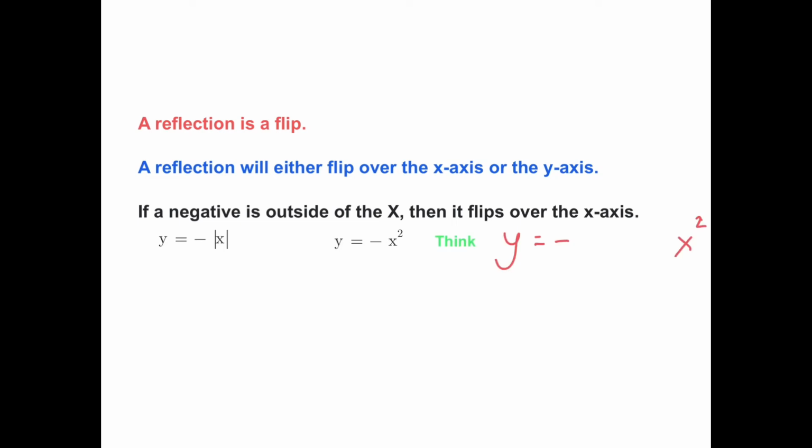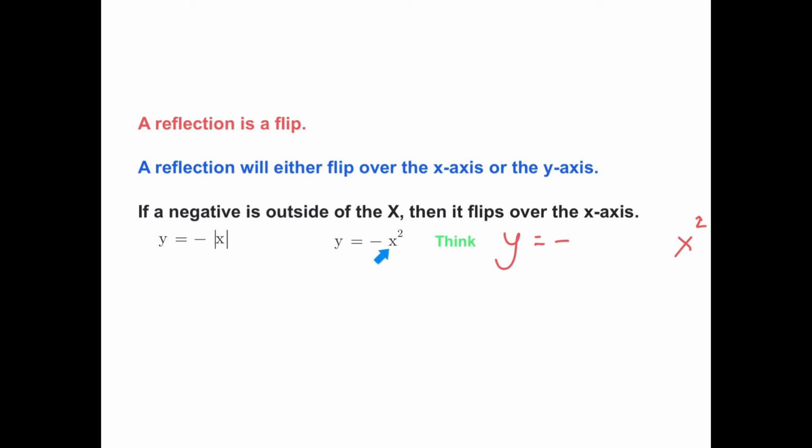Okay. This one is obvious. We've got x inside the absolute value. The negative is outside. So the graph is going to be my upside down V. That's the only thing you need to know about that one. It flips over the x-axis. So the graph for this one is just an upside down V.